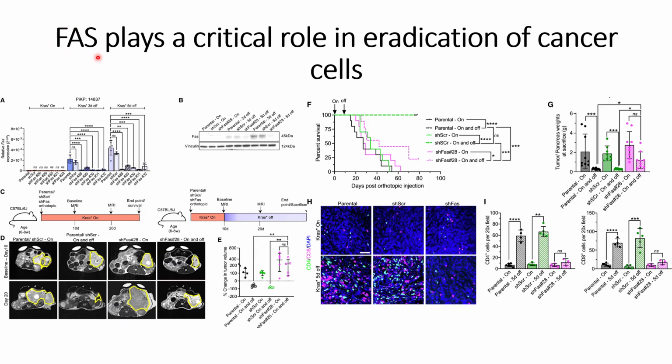So from that experiment they came to a hypothesis that it's the upregulation of the FAS receptors on the cancer cells, with the elimination of the KRAS, that results in eradication of the cancer cells, as this FAS might interact with the FAS ligand on the immune cells, and then that will trigger apoptosis of the tumor cells.